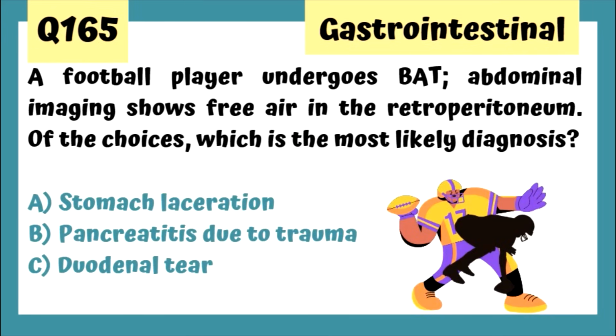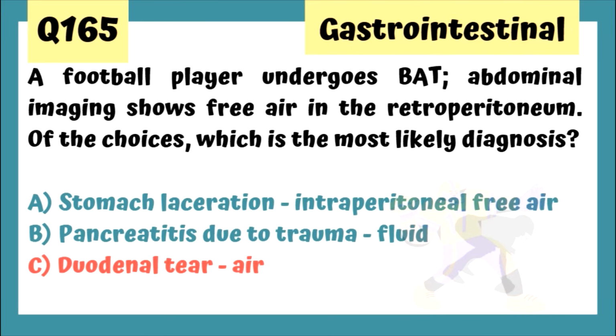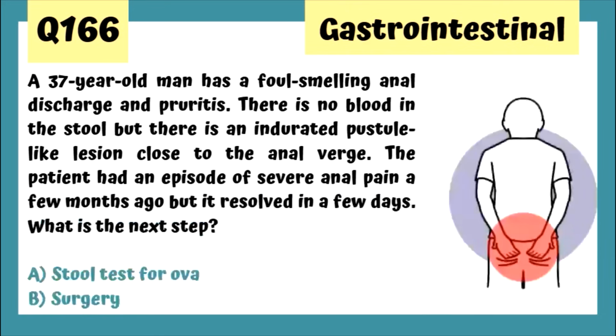Okay, 165, a football player undergoes a hit, abdominal imaging shows free air in the retroperitoneum. Of the choices, which was the most likely diagnosis? So stomach laceration, nah, that's not in the retroperitoneum, that's in the intraperitoneum. So pancreatitis due to trauma wouldn't happen that quickly. It's going to be due to a duodenal tear. There's going to be air, as opposed to pancreatic injury due to trauma, there's going to be fluid. Question 166, a 37-year-old man has foul-smelling anal discharge and pruritus.